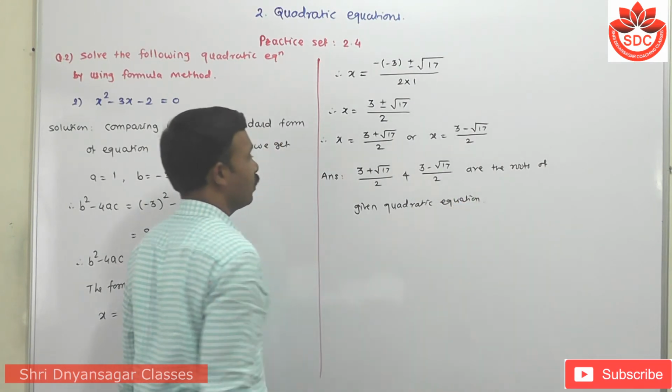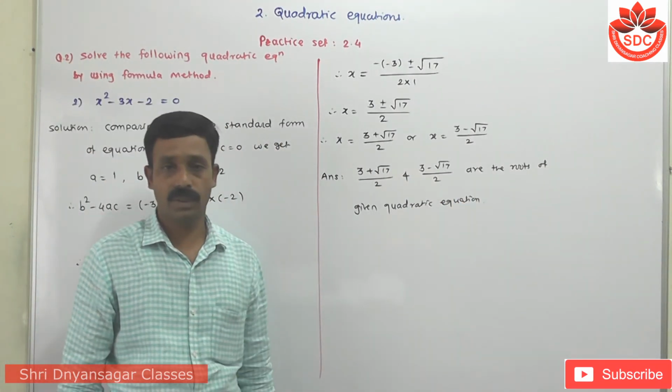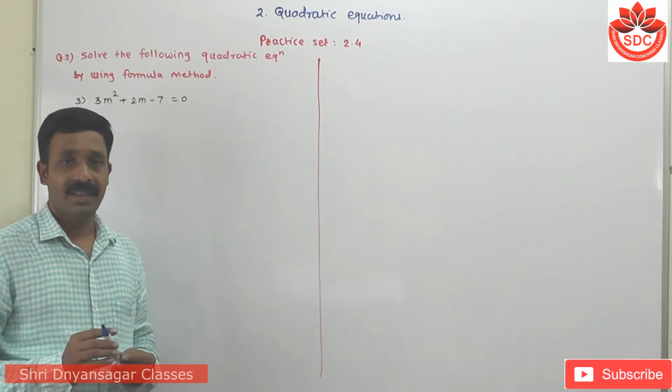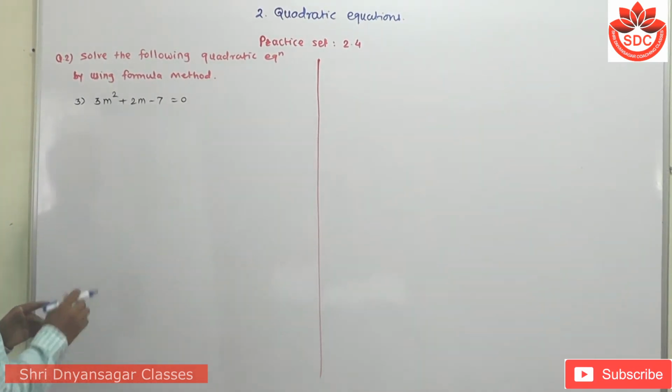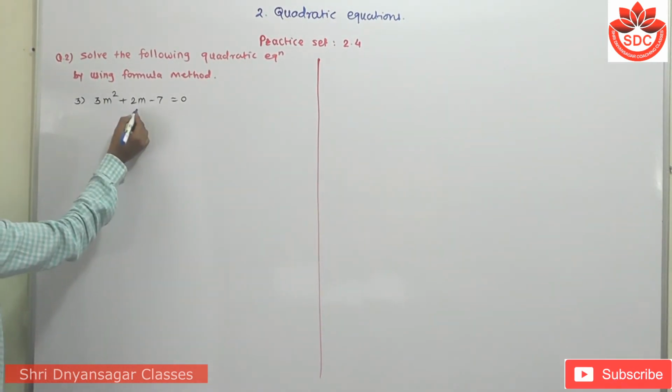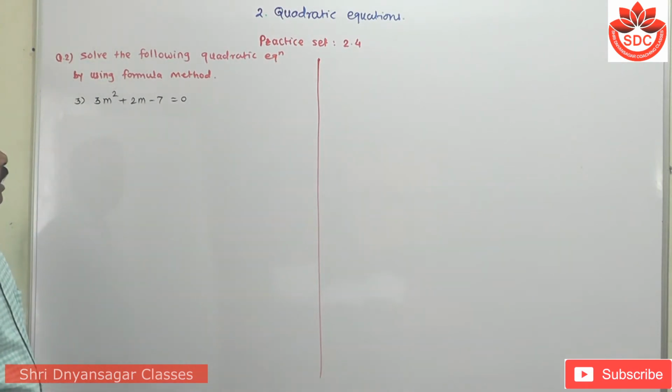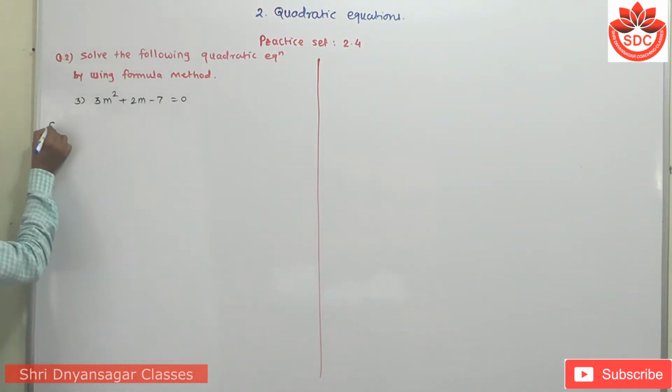Can you understand this question? Okay, let's see the next question. Next question, question number 3. Solve 3m square plus 2m minus 7 is equal to 0 by using the formula method. Now, student, its solution.